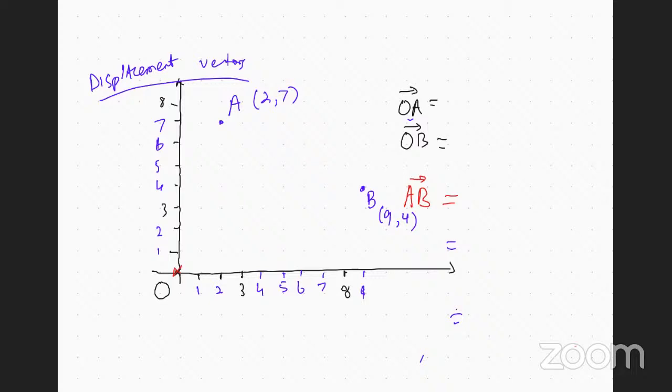Take your time. You can draw up a little diagram if you want. Same diagram. Go ahead and work it out. You have A, which is 2, 7, and B, which is 9, 4.